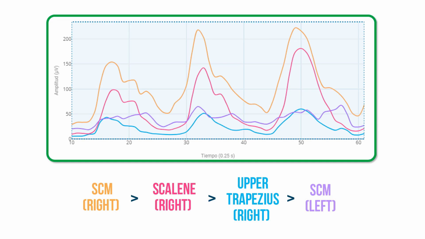Let's compare it with a normal pattern. Notice how here it is indeed the case that the right sternocleidomastoid activates more than the right scalene, more than the right upper trapezius, and more than the left sternocleidomastoid.